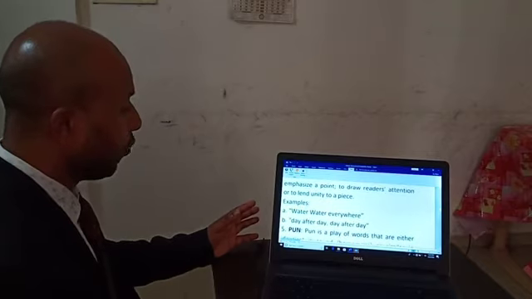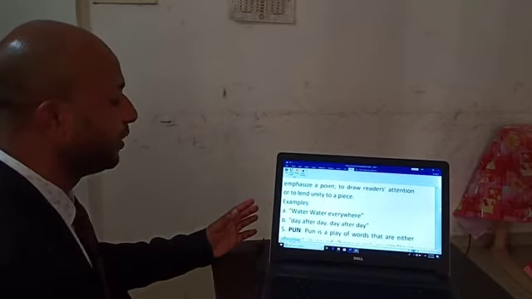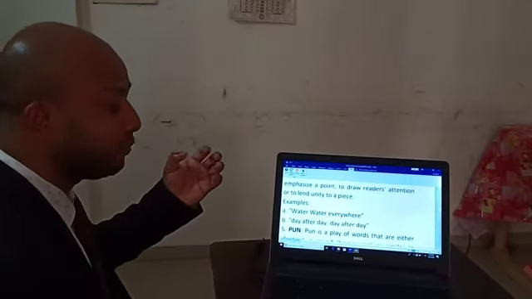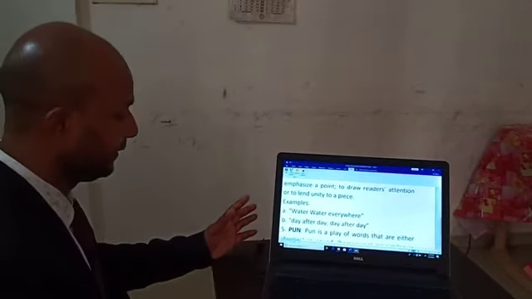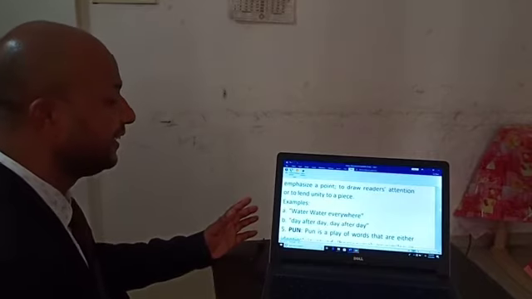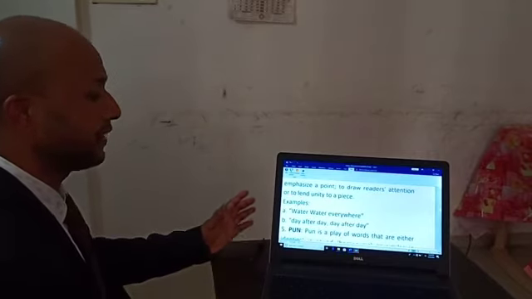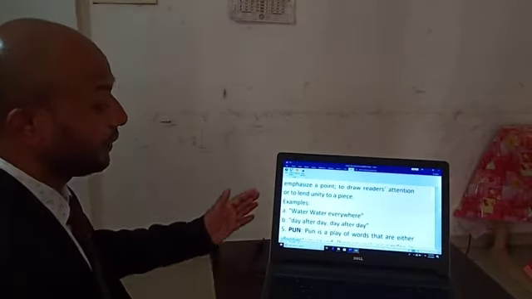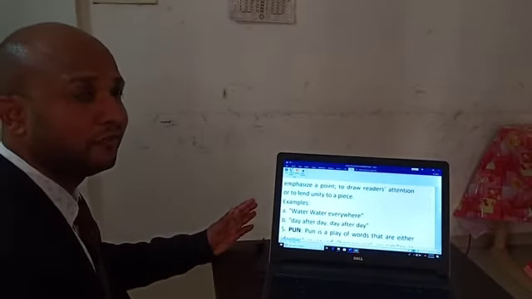See here, you can see "water everywhere." See, the word water is used twice. So this is to create a musical effect in the minds of the readers. "Day after day." The phrase "day after day" is a phrase. So a phrase also is repeated. So this way the repetitions are used. Repetitions are also part of figures of speech.